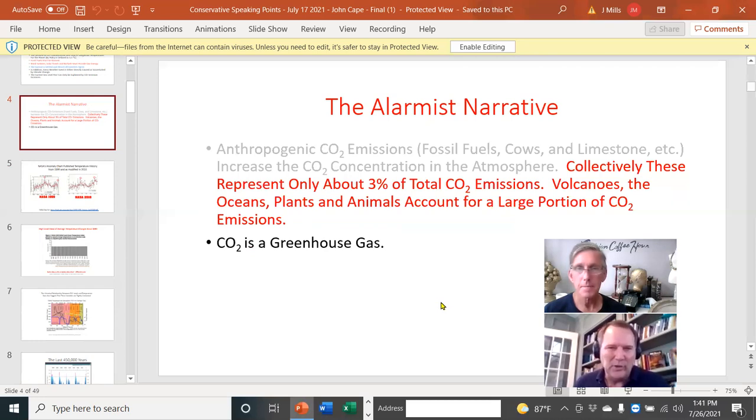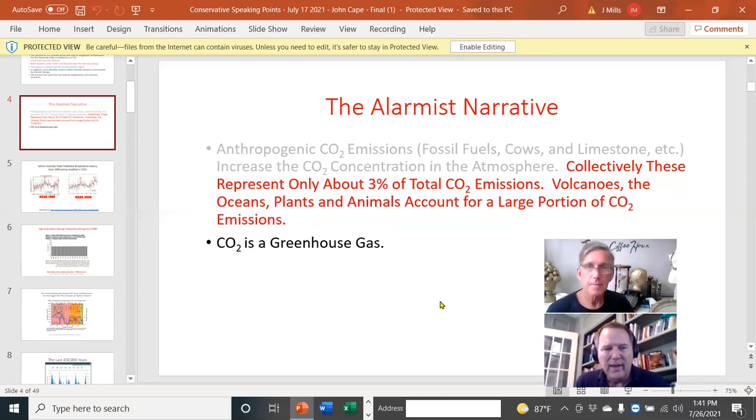But it's only 3% of the total. The other 97% are natural causes above what the AGW ones are. So 3% is the human activity. 3% is the amount of emissions that are considered to come from human activity. So it's just a fraction of the overall.